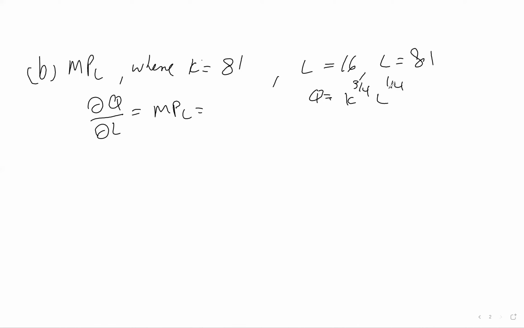When we do that, we are taking the derivative of the whole function, because that's a product. So I'm just going to write it here. It's 1 over 4, K to the power of 3 over 4, and L to the power of 1 over 4 minus 1, which is minus 3 over 4. I hope that this is simple and easy for you to take the derivative. So that's our MPL.